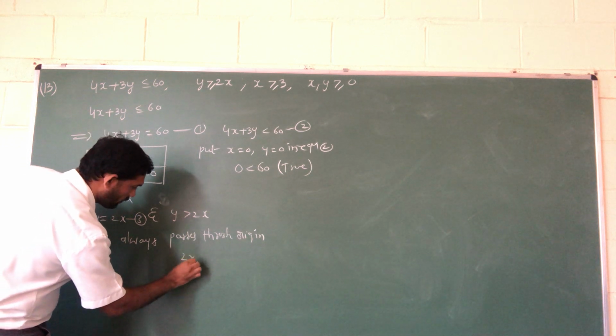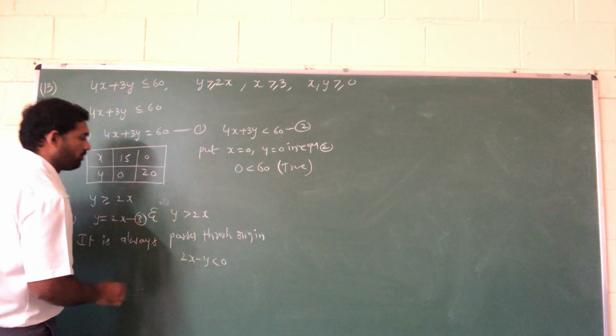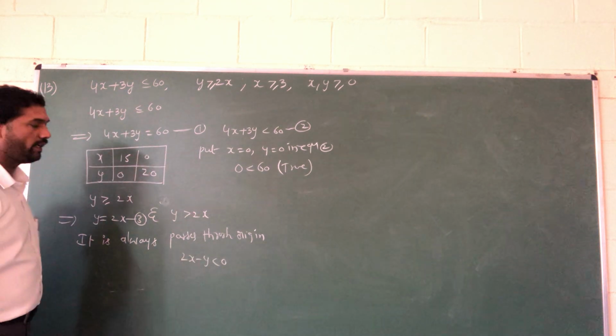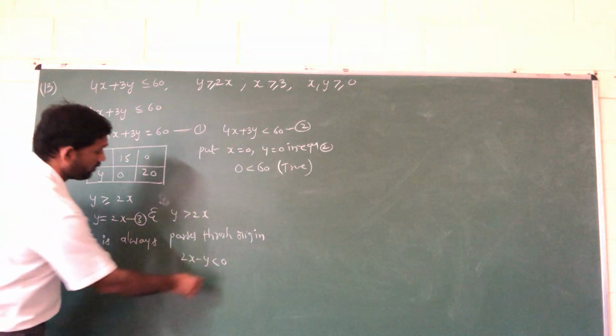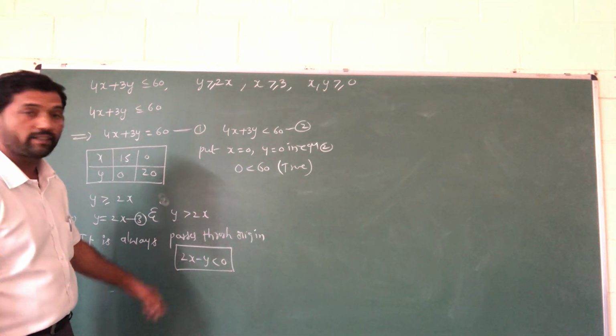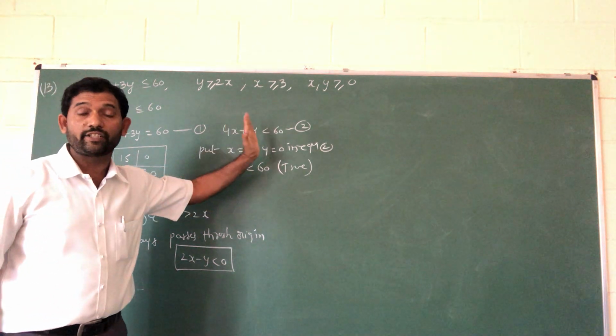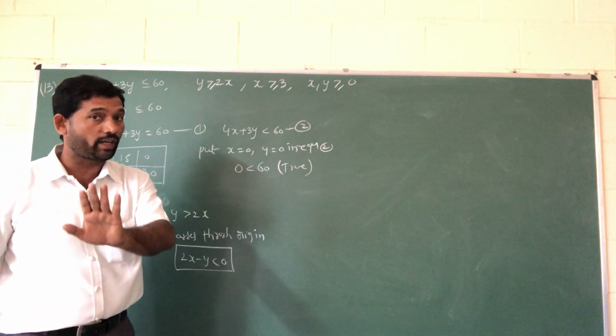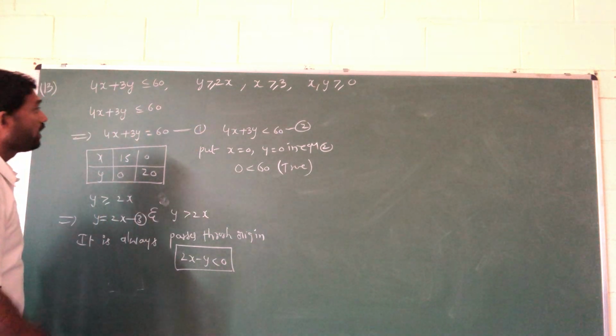So 2x minus y less than 0. 2x minus y less than 0. This is modified. Okay, now remember this point. 2x minus y less than 0. Less than, how to shade, greater than, how to shade, I have already told. Okay na?